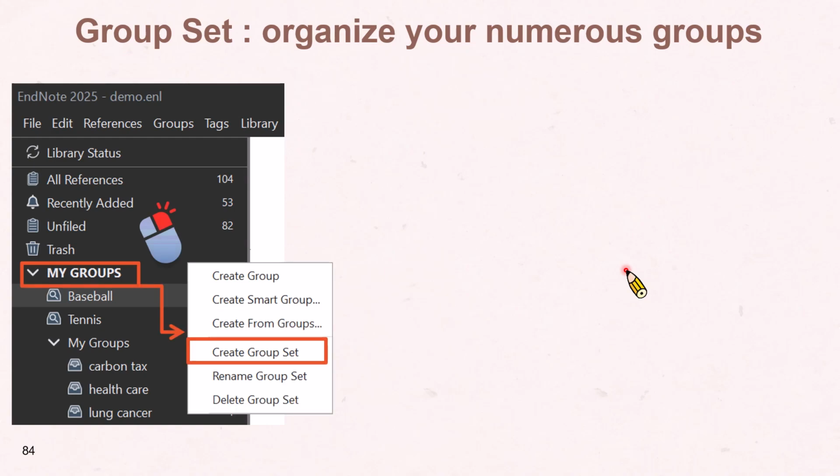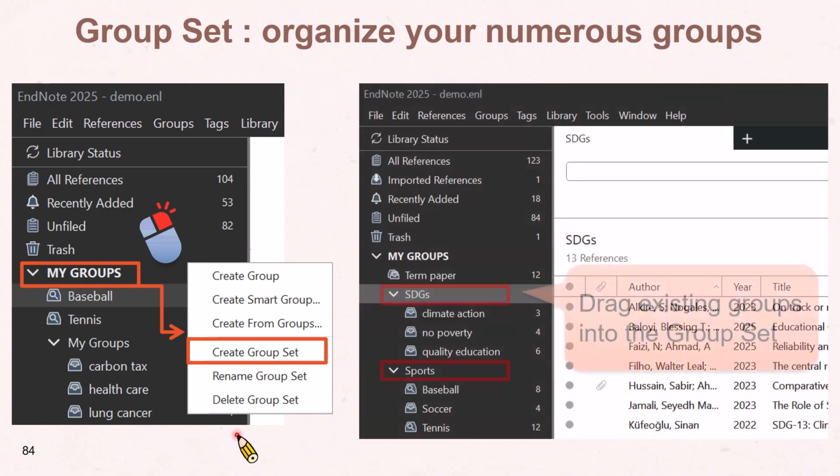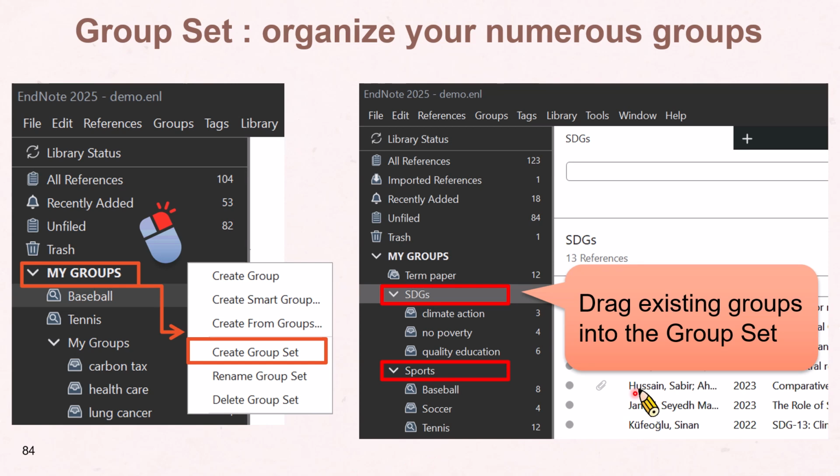Besides, you can create a group set to organize your numerous groups. To create a group set, please right-click My Groups. Then you can drag some groups into the group set. For example, I create a sports set, and the baseball, soccer, and tennis groups can be dragged into the group set.